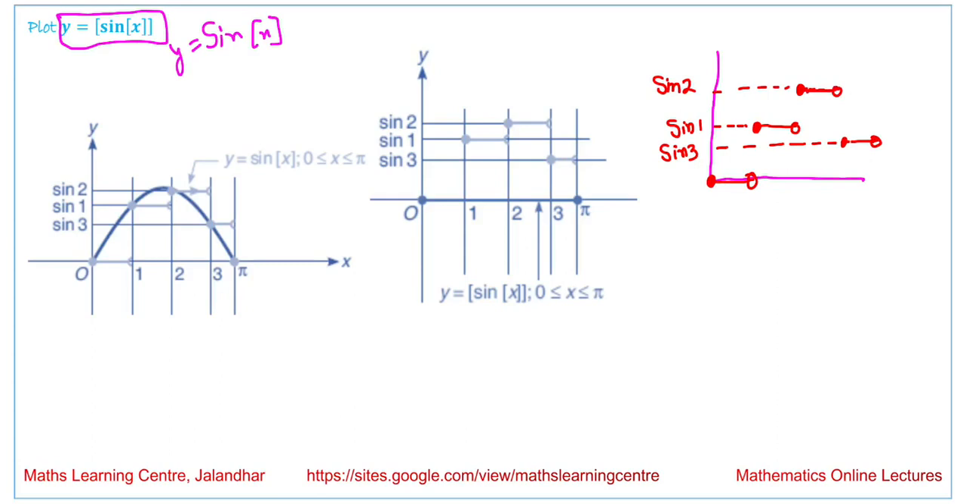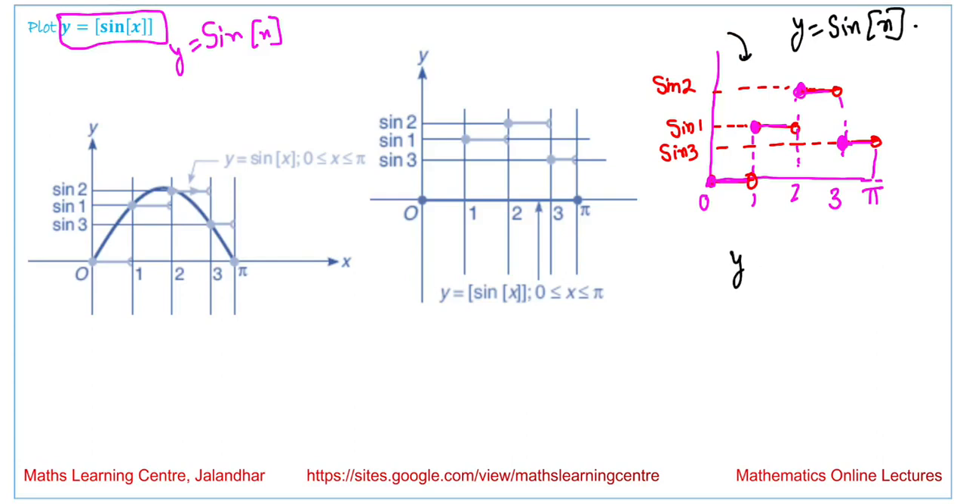We obtain the graph in this form, and these are the values from 0 to 1, then this is corresponding to 2, then this is corresponding to 3, and then this is corresponding to pi. So this is the graph we have. I am again drawing these points over here. This point is included, then this, and then this. This is the graph for the function y is equal to sine of greatest integer of x.